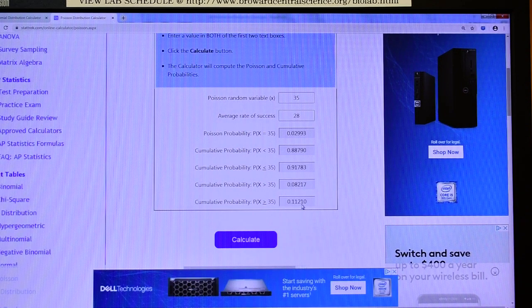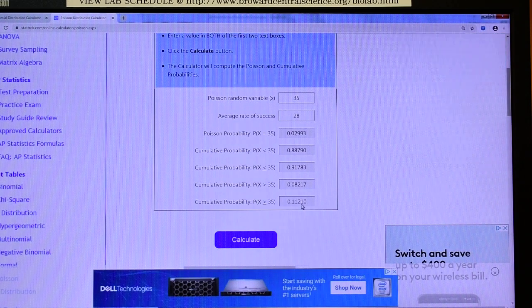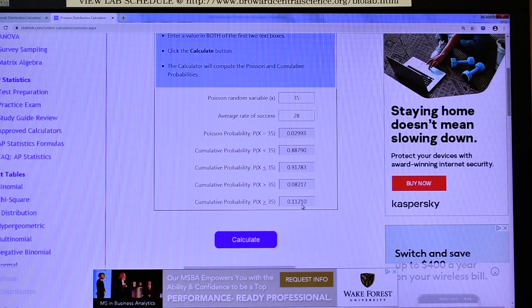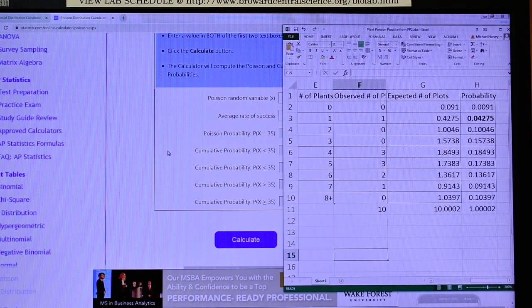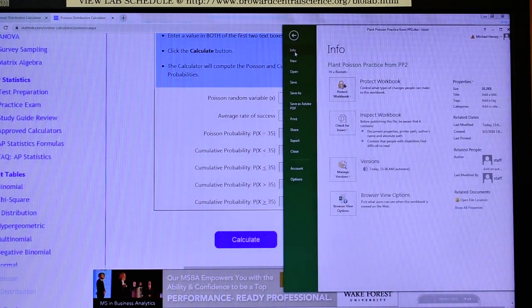So 11% of the time, assuming people are calling at random, we should be expecting 35 or more calls. You could think of it as 12 months out of the year. If 11% of them get 35 or more calls, October could be one of those. There's bound to be a few of those months. We could find that out, by the way, if we wanted to. You can copy this probability here, and I'm going to need a new one for this.